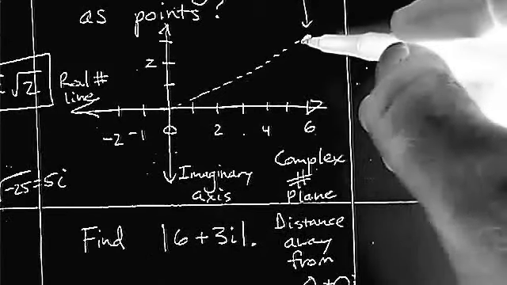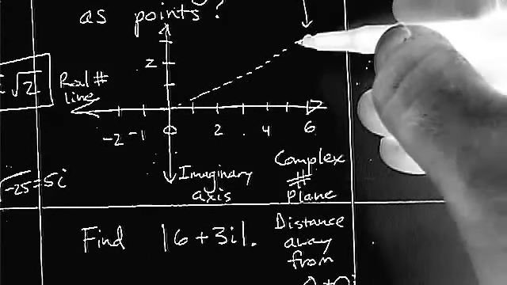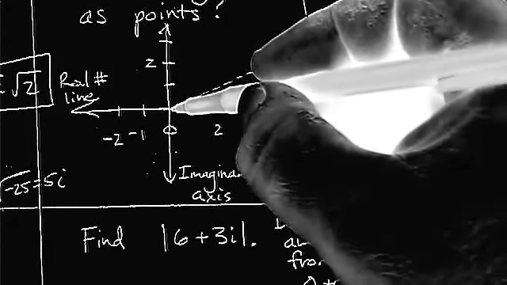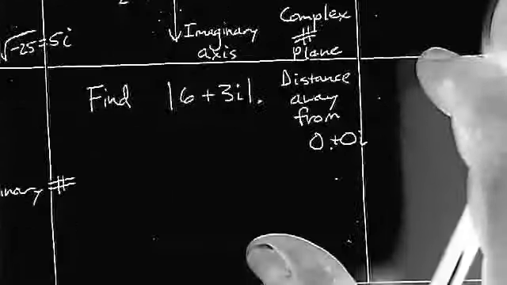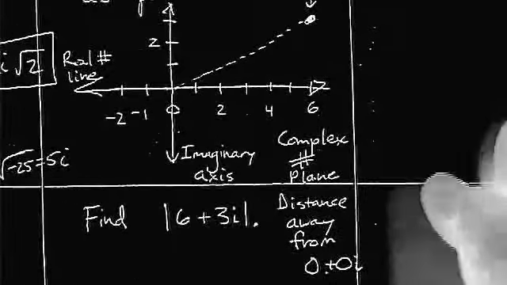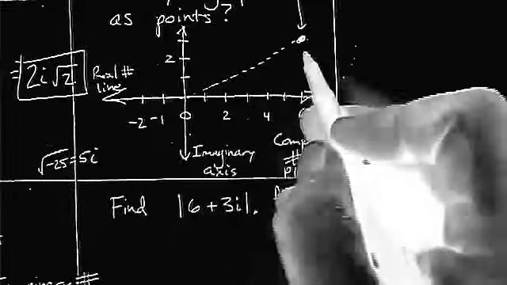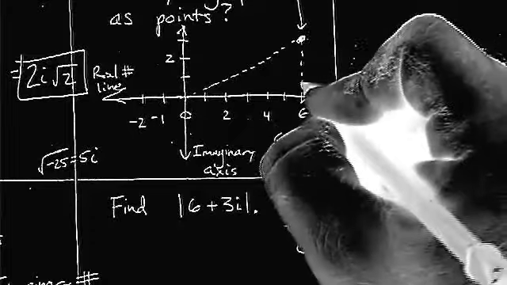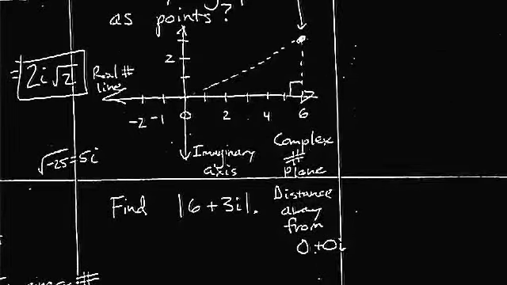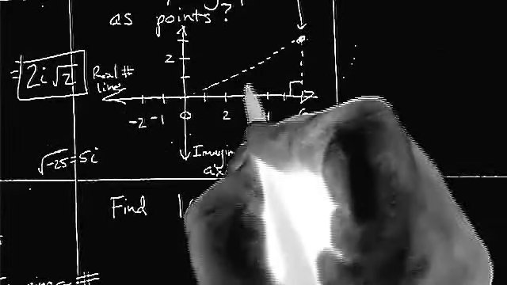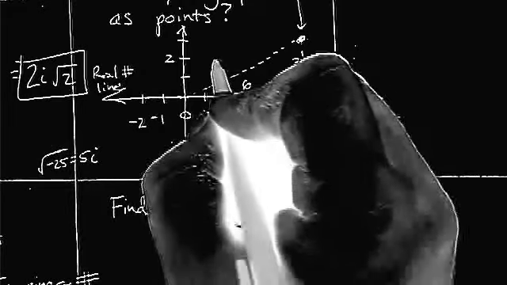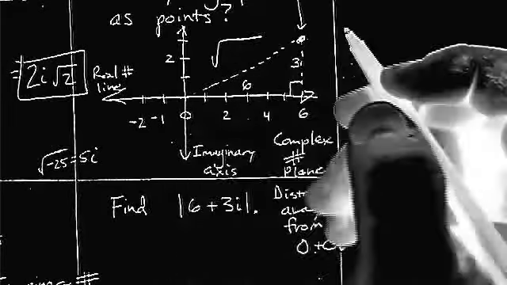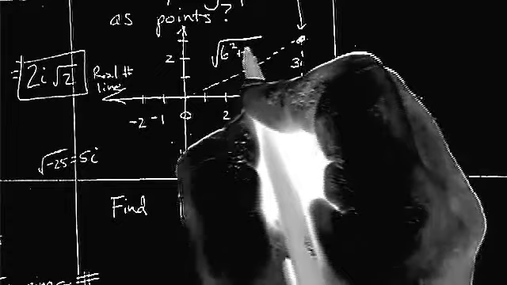But when you take a point that's here and you ask for its absolute value, you are really asking for its distance away from 0 plus 0i. So, how do you find the distance from that point to here? Well, doesn't this remind you of a right triangle, with a distance of 6 on this side and a distance of 3 on that side? And don't we know that to find that distance, it's the Pythagorean Theorem?